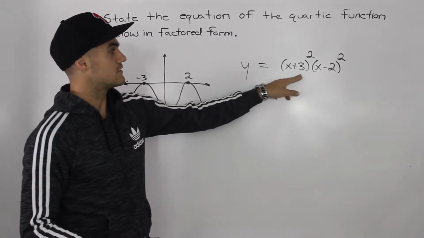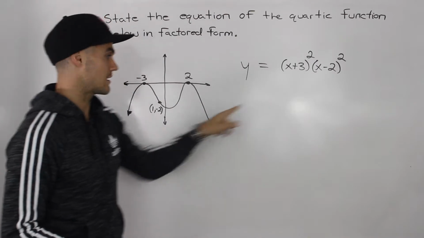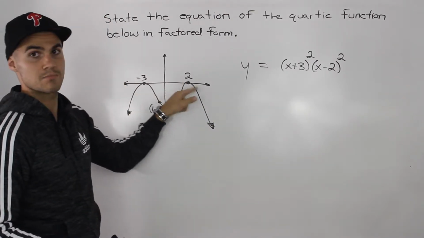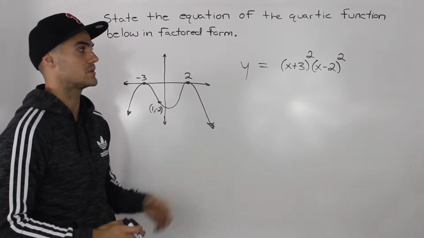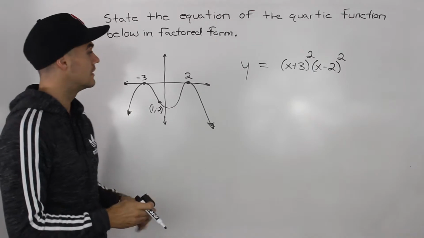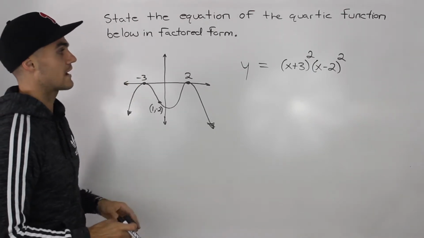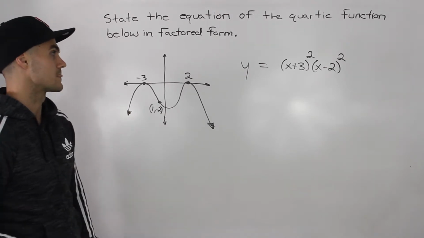So because both of these factors are to the power of 2 at those x-intercepts, it means that the function is bouncing off. We went over that in the video when we discussed x-intercepts that have order, whether the order is odd, meaning it goes through the axis, or if it's even, it bounces off, like in this case.